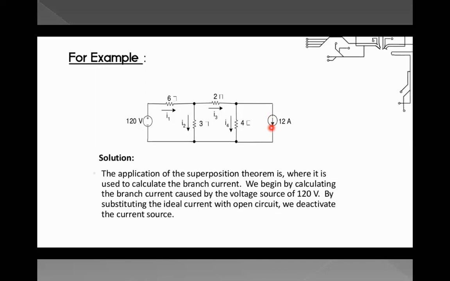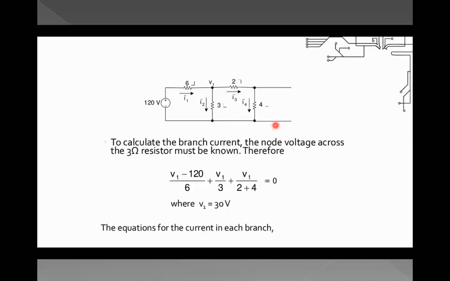Replace the idle current source with an open circuit by deactivating it. So we have to remove this current source, and this will be the new circuit. See, here we have kept an open circuit. We have removed this current source. So the circuit is: voltage source 120 volts, R1, R2, R3, R4, and I1, I2, I3, I4 are the branch currents.